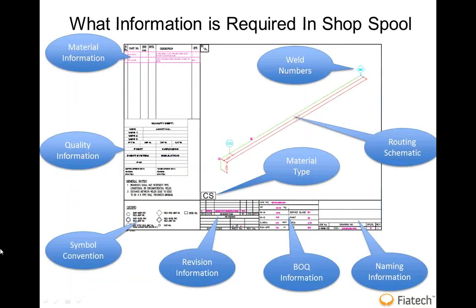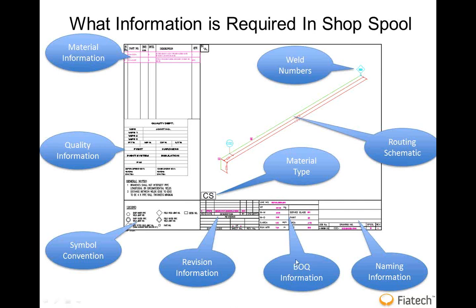Now, this is a typical spool drawing. If you can see, these are quite important for the shop to be able to fabricate this. We can see we have material information, we have quality information like what welding procedure specification is required, what are the non-destructive testing required or examination. If I'm putting any symbol within this drawing, what is the symbol convention, revision information, who did the revision, who checked it, and so on.